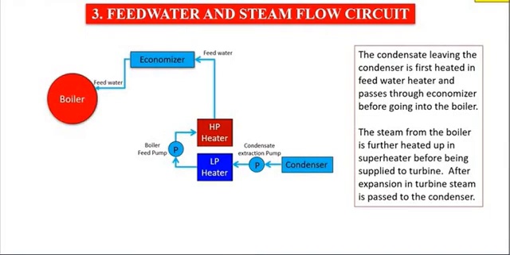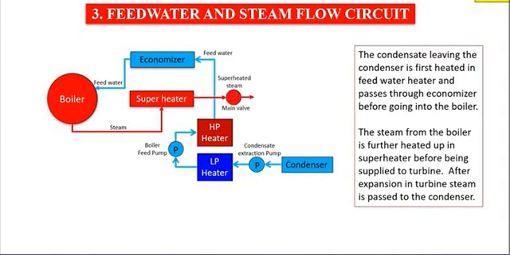In the boiler, by addition of heat, this feed water changes its phase from liquid to vapor. Then the steam is passed through the superheater and controlled by the main valve. It is supplied to the turbine. Here the superheated steam expands and after expansion it is passed through the condenser.